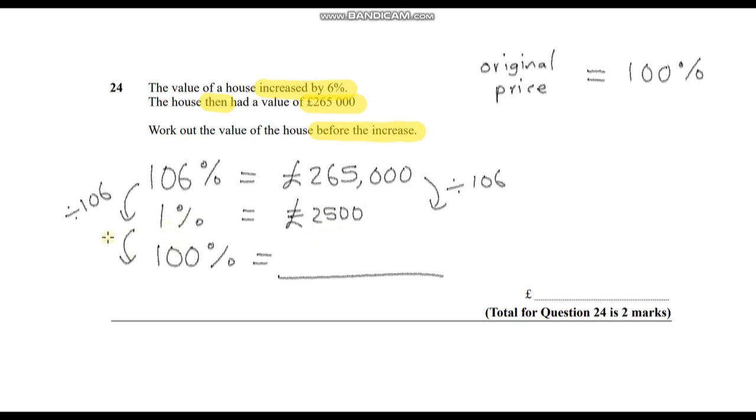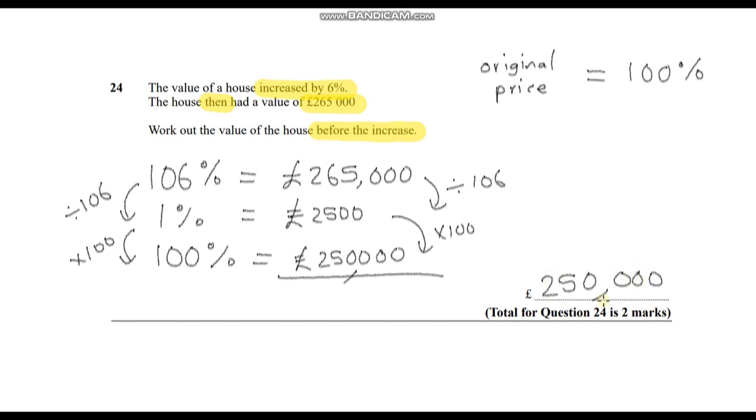So to work out 100%, we just need to multiply that by 100. We need to multiply it by 100, and I don't need a calculator for that. So it's going to be 2500, and then we're going to add 2 zeros on the end. So our answer is going to be £250,000.